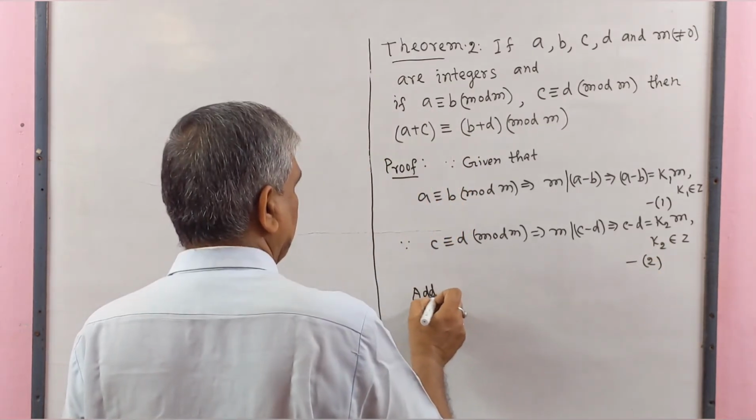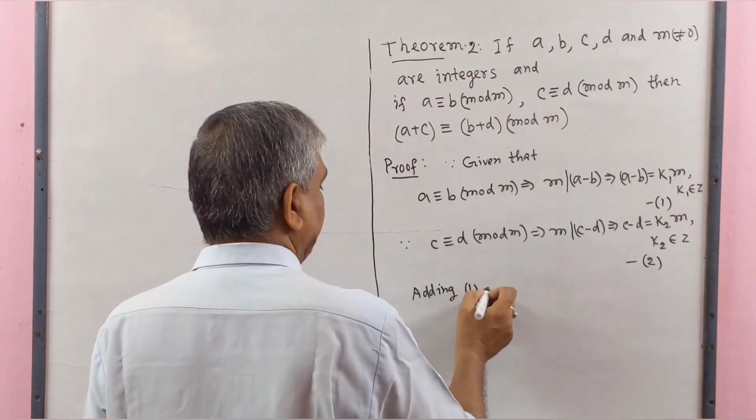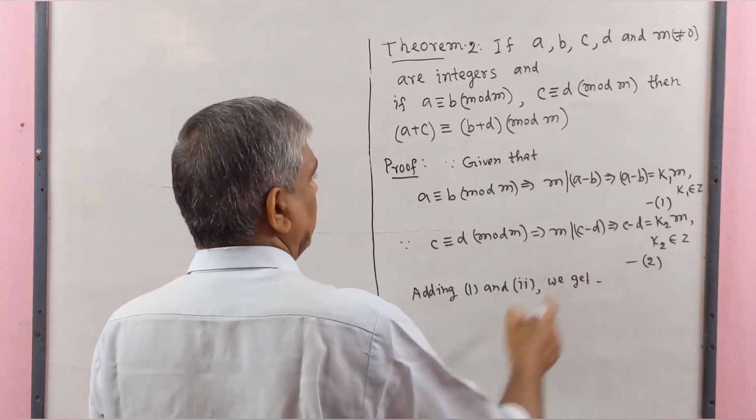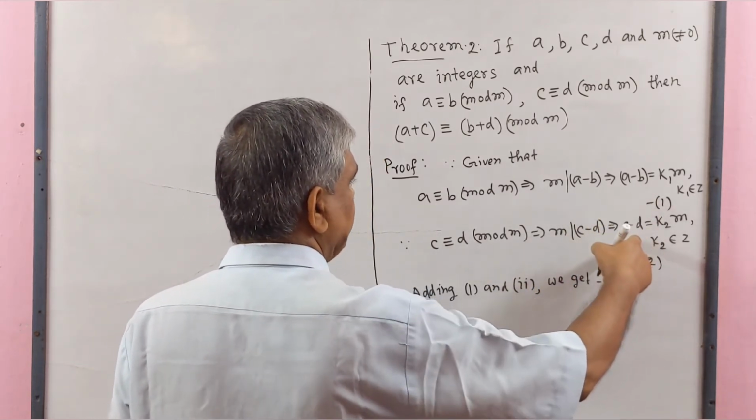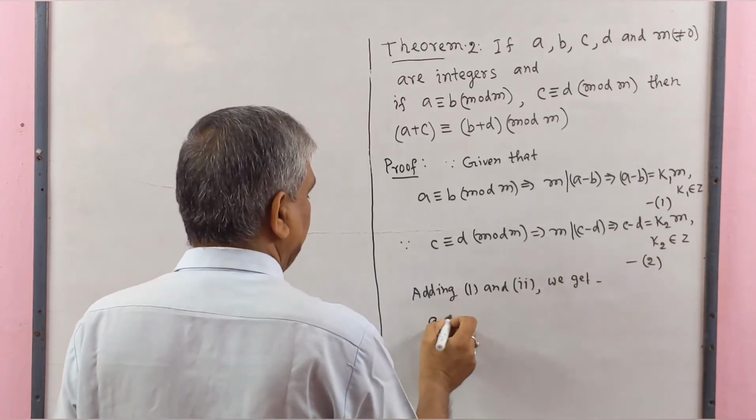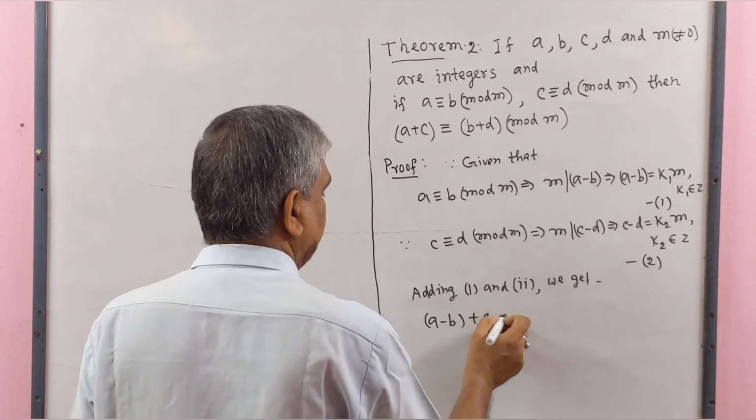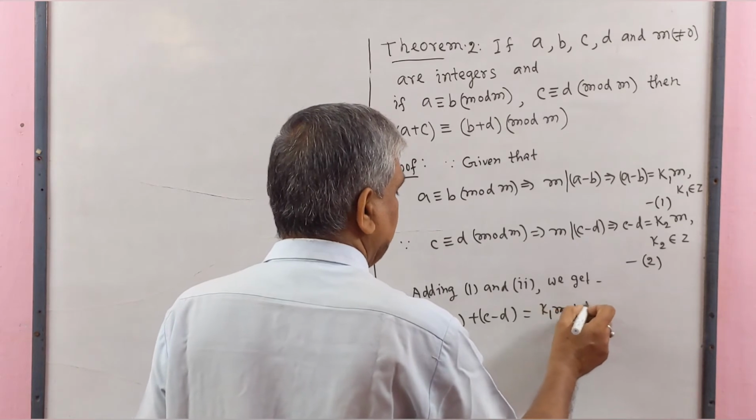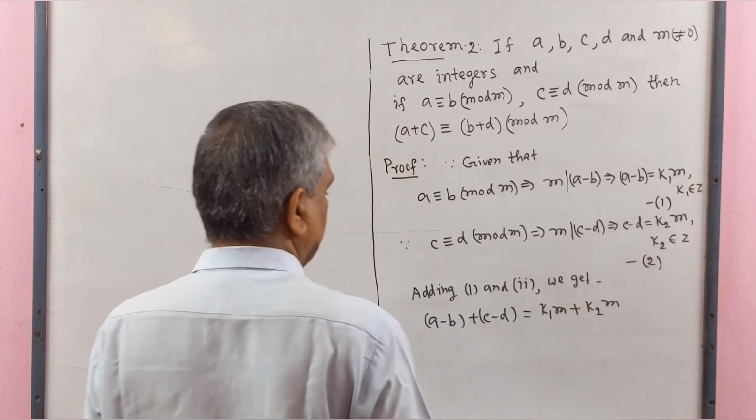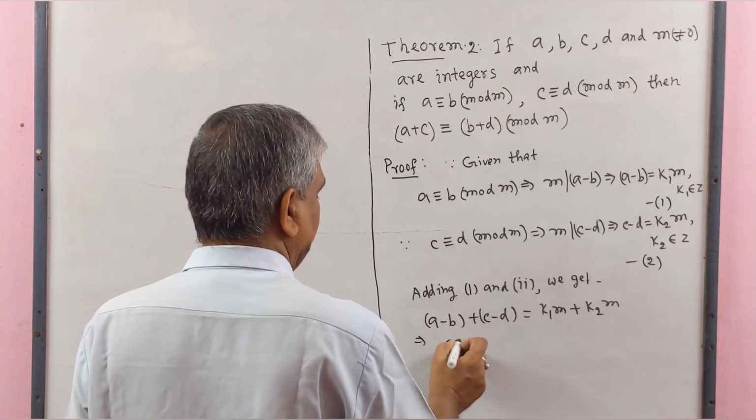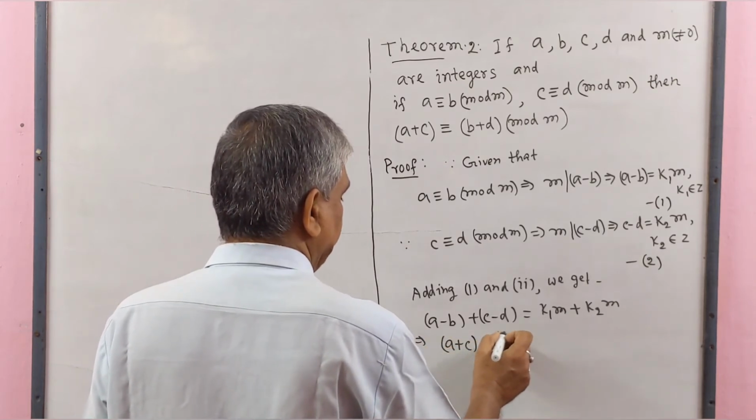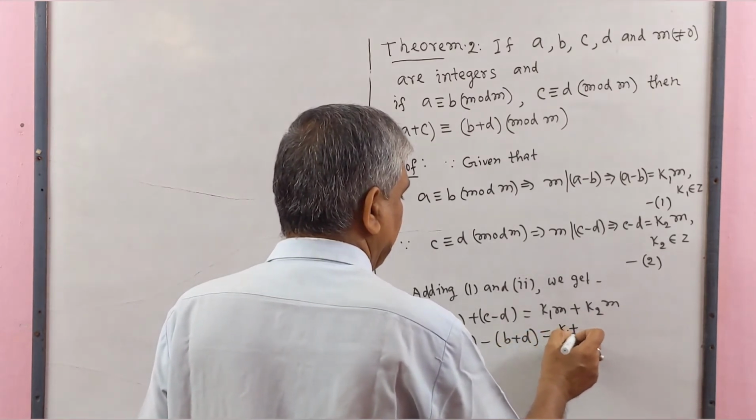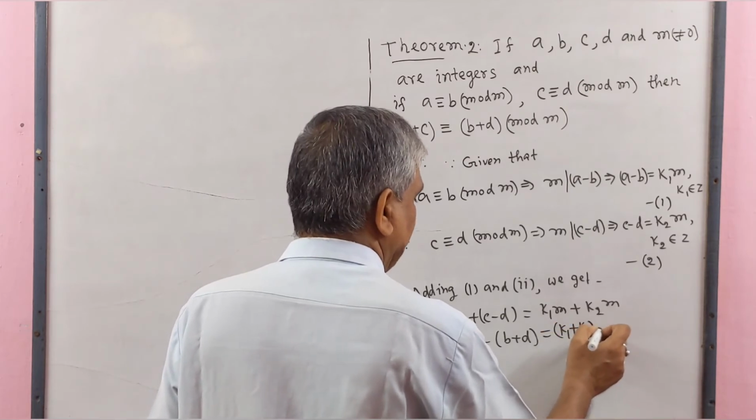Adding 1 and 2, we get: here a minus b, here c minus d. We write a minus b plus c minus d equals k1 m plus k2 m, which implies that a plus c minus b plus d equals k1 plus k2 multiplied by m.